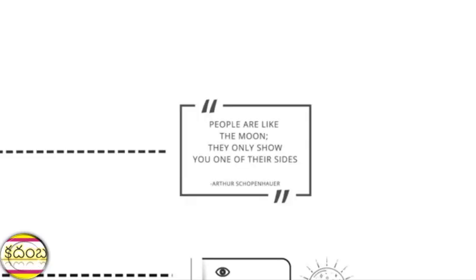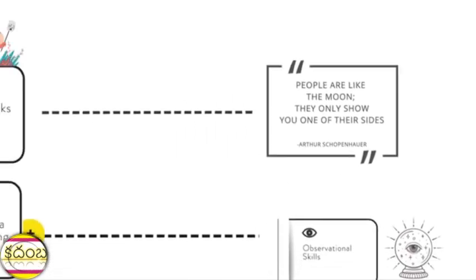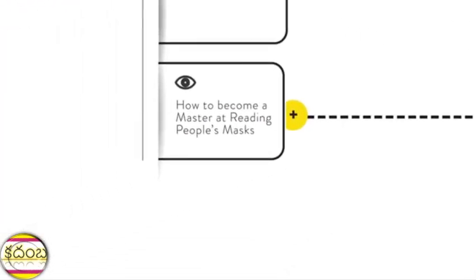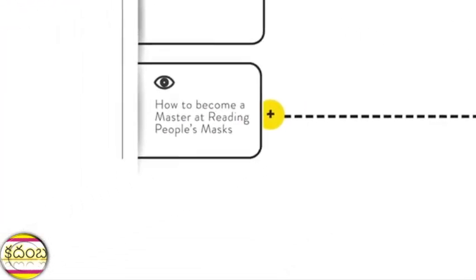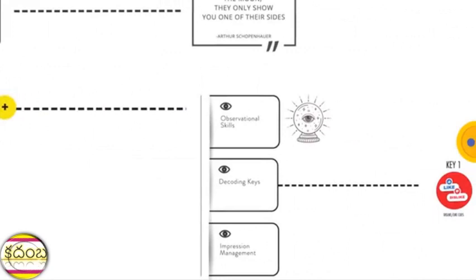"People are like the moon. They only show you one of their sides." Arthur Schopenhauer. If you want to present yourself in the most optimal way and become a master at reading others, practice these 3 skills.